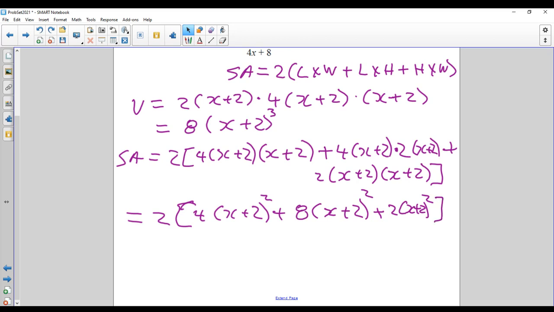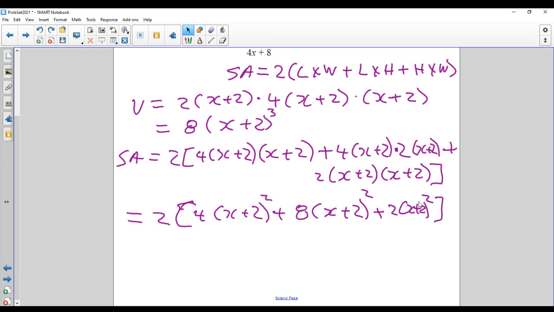Oh, no, I don't want to lose anybody, so let me just go over this again. When I multiply these two together, I'll use this actually. When I multiply these two together, I get 4x plus 2 squared. When I multiply these two together, I get 8x plus 2 squared. When I multiply these two together, I get 2x plus 2 squared.